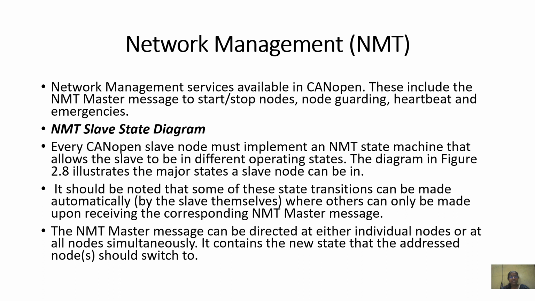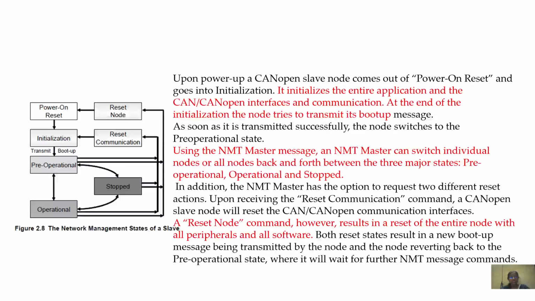NMT slave state diagram. Every CANopen slave node must implement an NMT state machine that allows the slave to be in different operating states. So this is the diagram. Upon power-on reset, the node will be initialized. Then it goes to the pre-operational boot-up state, and after pre-operational it may be stopped or it may become fully operational, depending upon the requirement.